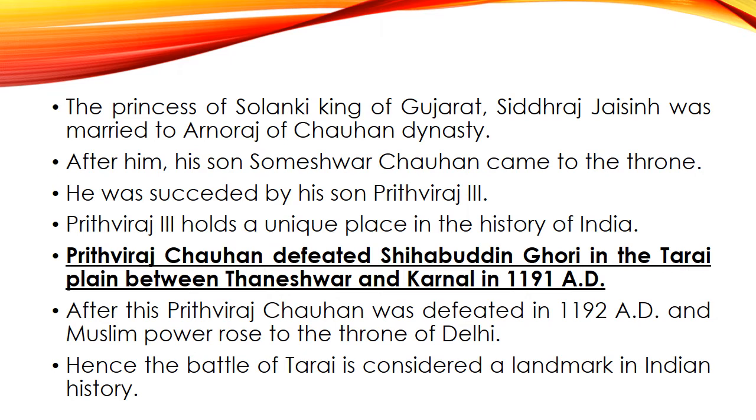The princess of Solanki king of Gujarat, Siddharaj Jaisi, was married to Arnoraj of Chauhan dynasty. After him, his son Someshwar Chauhan came to the throne. He was succeeded by his son Prithviraj III. Prithviraj III holds a unique place in the history of India. Prithviraj Chauhan defeated Shihabuddin Ghori in the Tarai plain between Thaneshwar and Karnal in 1191 AD. After this, Prithviraj Chauhan was defeated in 1192 AD and Muslim power rose to the throne of Delhi. Hence, the Battle of Tarai is considered a landmark in the Indian history.